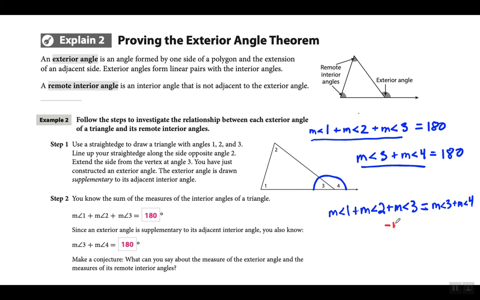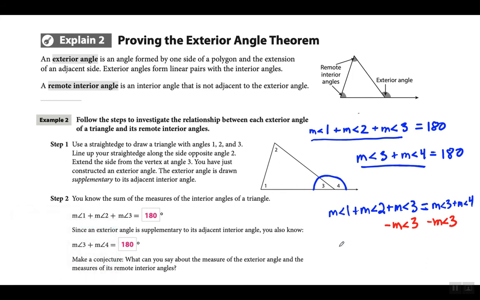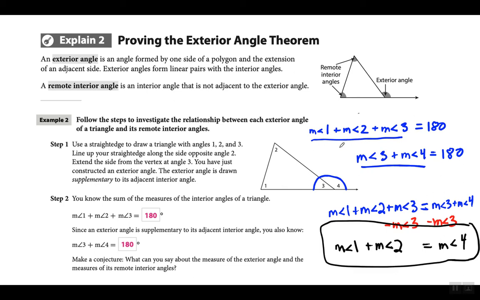So look, if I subtract from both sides the measure of angle 3, I get a new equation. That new equation is going to say the measure of angle 1 plus the measure of angle 2 equals the measure of angle 4. All right, that's very important because look at the diagram again. The sum of the two remote interior angles, if I add both of these up, it's got to equal the exterior angle.